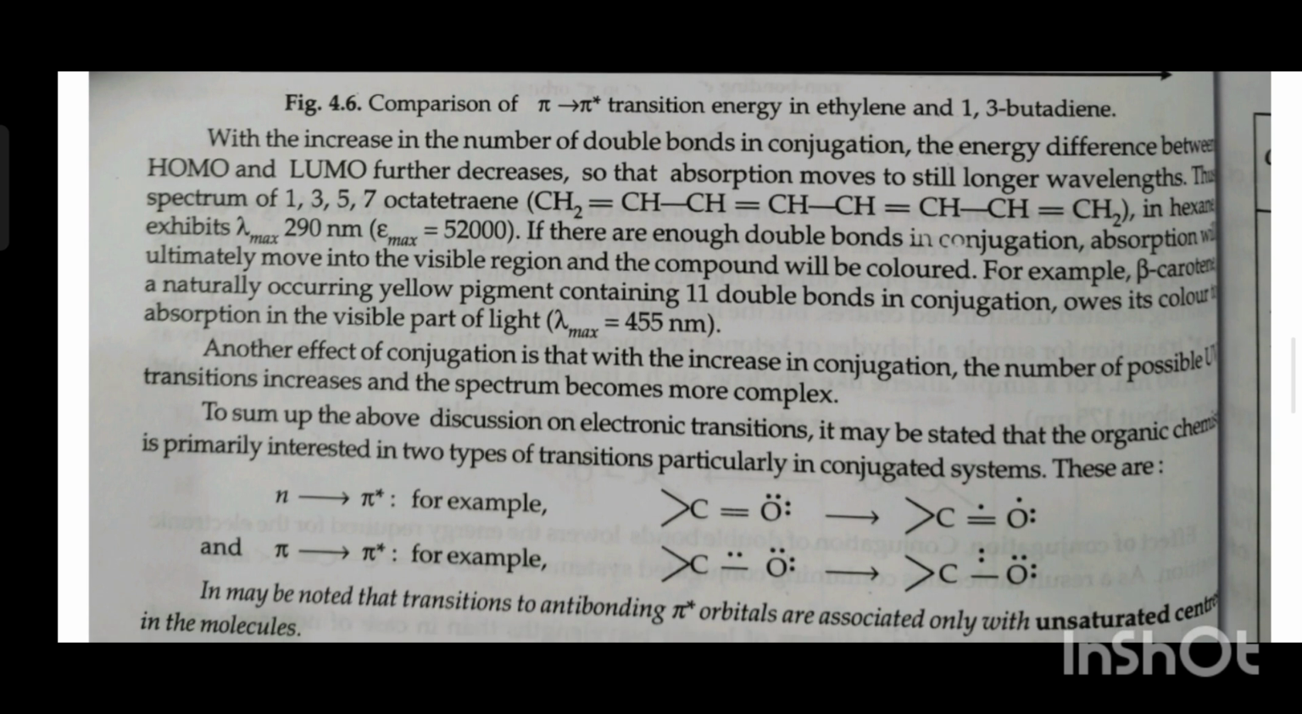Another effect of conjugation is that with the increase in conjugation, the number of possible UV transitions increases and the spectrum becomes more complex.